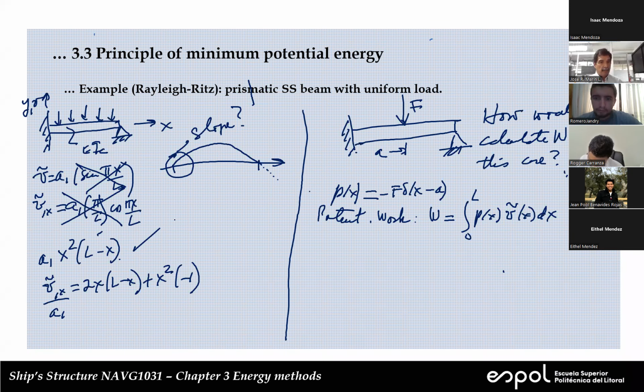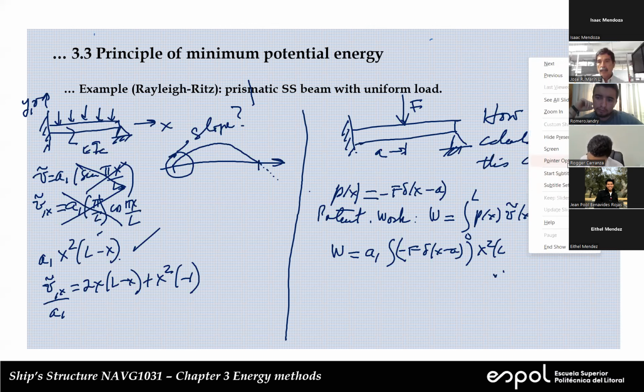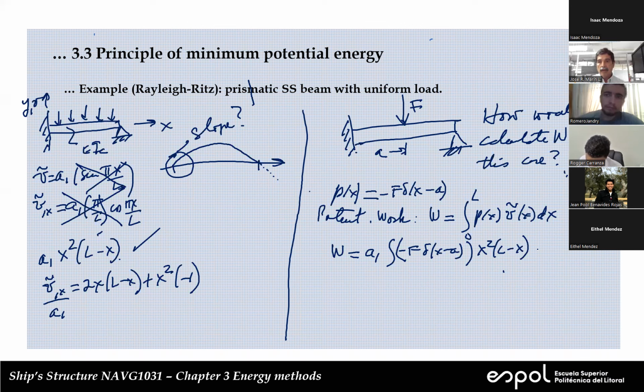Okay, now let's use this function which was proposed by, I don't remember who. So that's going to be W is equal to A1, we're going to have it outside, the integral of minus F delta Dirac X minus A. Then we have the function, which is X squared, L minus X, dx.